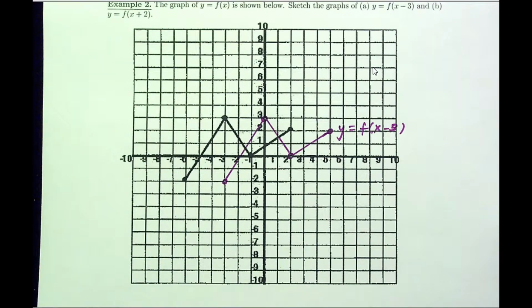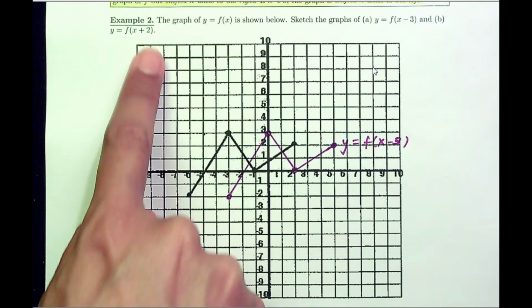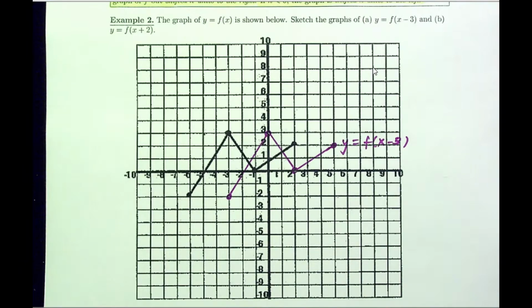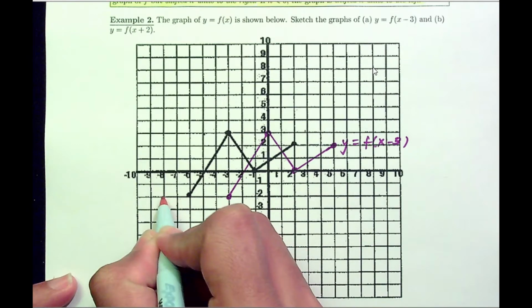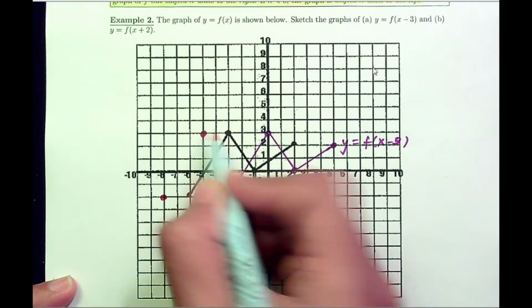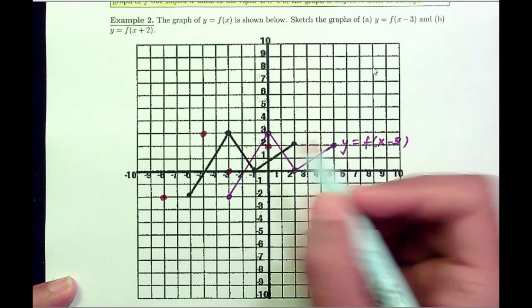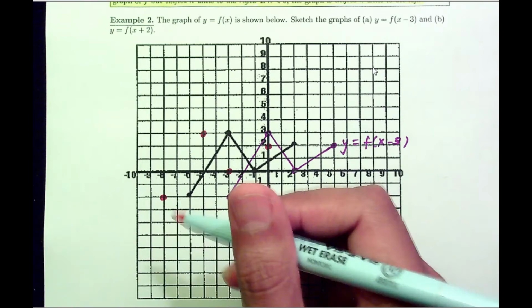Okay, now let's draw part B. Part B, I have y equals f of x plus 2, where the plus 2 is inside f. That one's a plus 2, so instead of moving to the right, it actually moves to the left. So now we just move the whole thing to the left by 2 units. 1, 2 right here, 1, 2 right here, 1, 2 right here, 1, 2 right here. Okay, now let's connect.